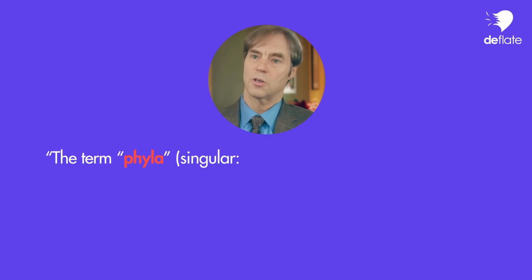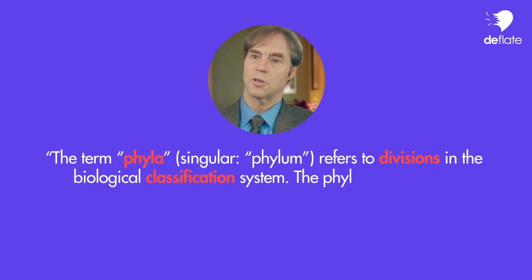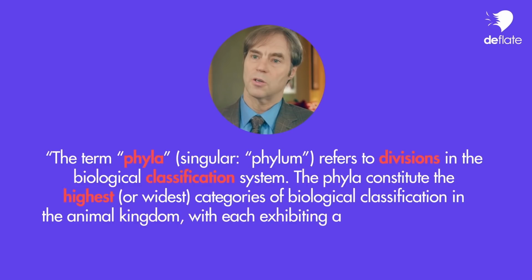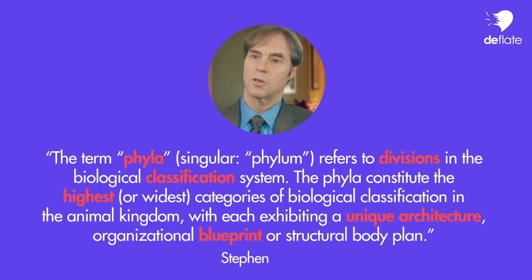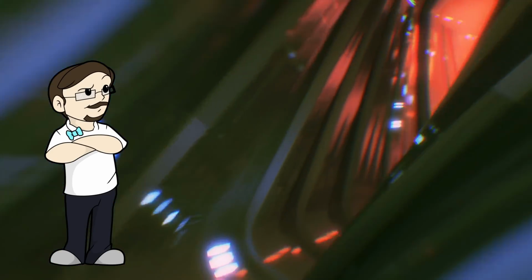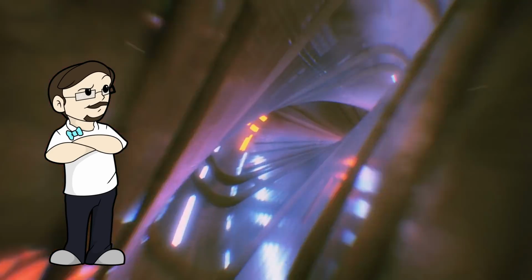Now, here's an important term you want to wrap your head around. Phyla. What is that? Borrowing Stephen Meyer's definition, the term phyla, singular phylum, refers to divisions in the biological classification system. The phyla constitute the highest or widest categories of biological classification in the animal kingdom, with each exhibiting a unique architecture, organizational blueprint, or structural body plans. This isn't a terrible definition, though it raises some intriguing issues that I'll get to in a moment.